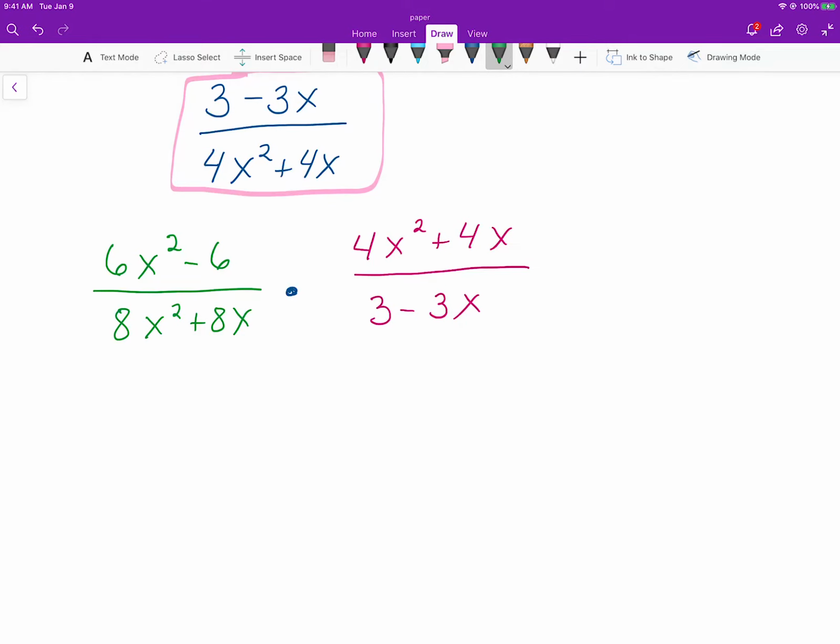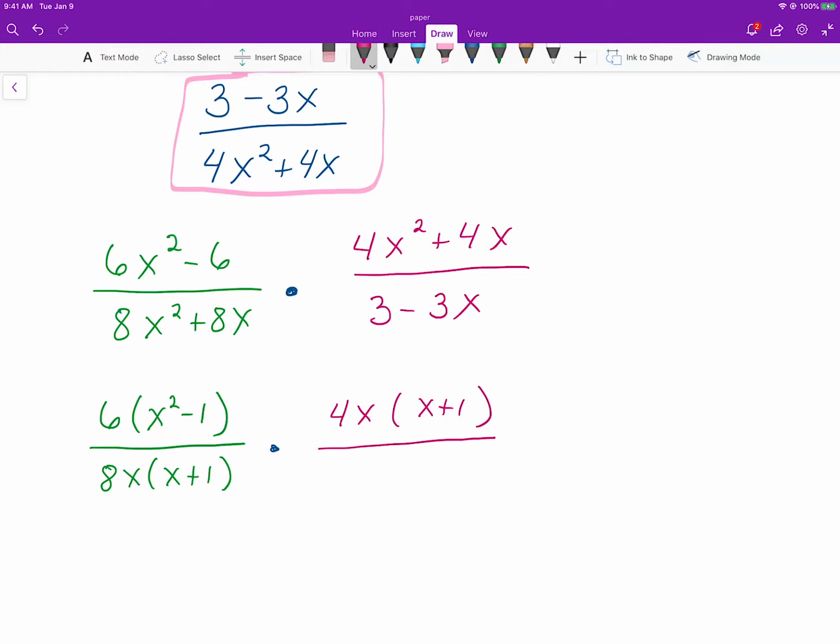I have a greatest common factor of 6 in the numerator, and then I'm left with x squared minus 1. And then in the denominator, my greatest common factor is 8x, and then I'm left with x plus 1. And I have times, my greatest common factor on the right side of my numerator is 4x, and then I have x plus 1. And then in the denominator, I have 3, and then I have a 1 minus x.